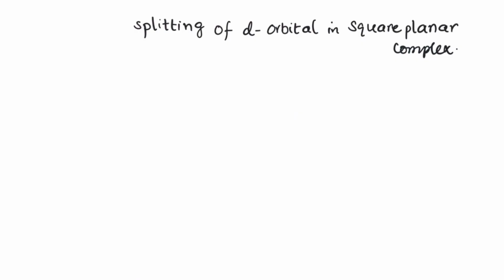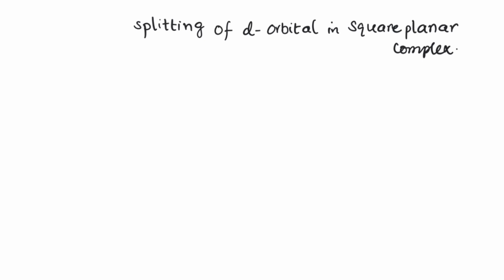Splitting of d orbitals in square planar complexes. Actually, in octahedral complexes, if the ligands along the z axis are removed, that will give a square planar complex. So the ligands which approach along the z axis, and the repulsion between the ligand and the metal orbital, that will be cancelled out. Now we have four ligands in square planar complexes.